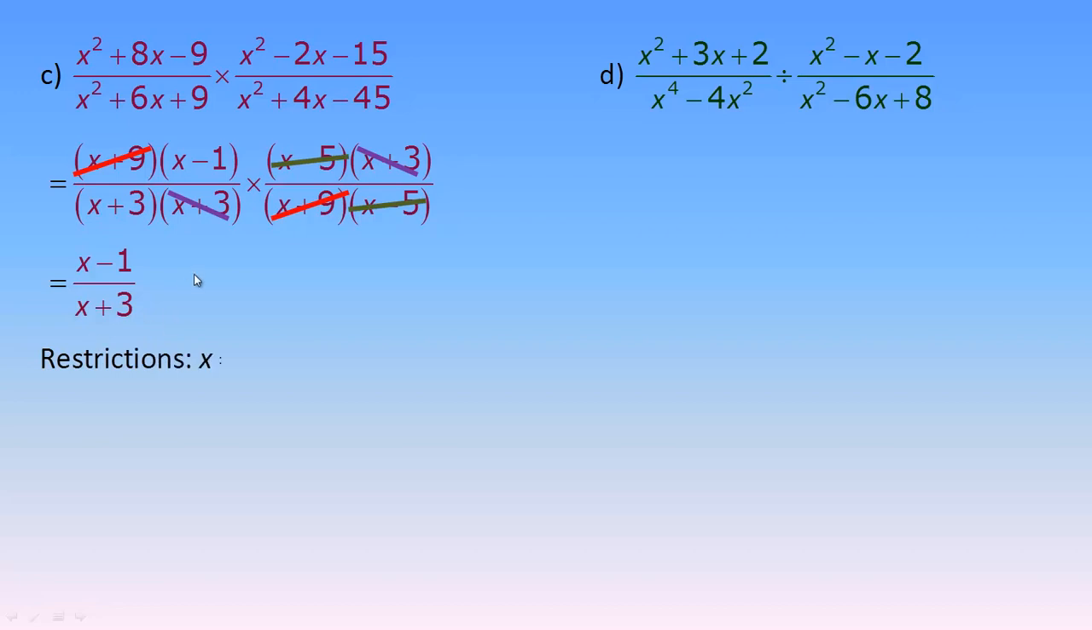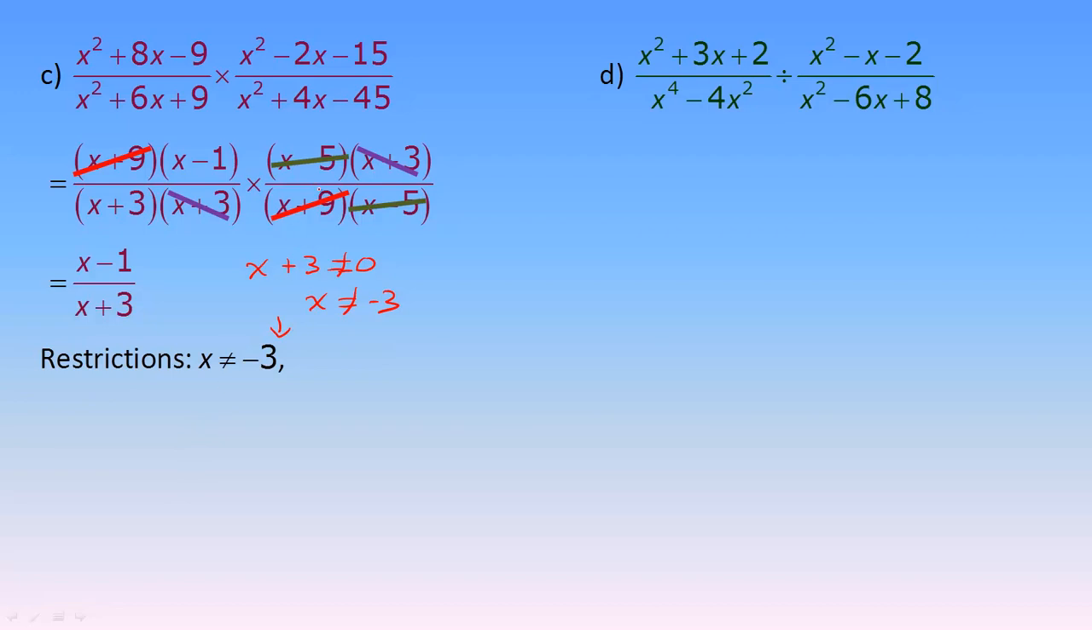Restrictions. The first restriction I'll use is negative 3, because negative 3 makes this 0. And if you're not sure about restrictions, what you do is you take that factor and say, okay, so x plus 3 can't equal 0. So if I solve for x, okay, so x can't equal -3. So that's where that -3 comes from.